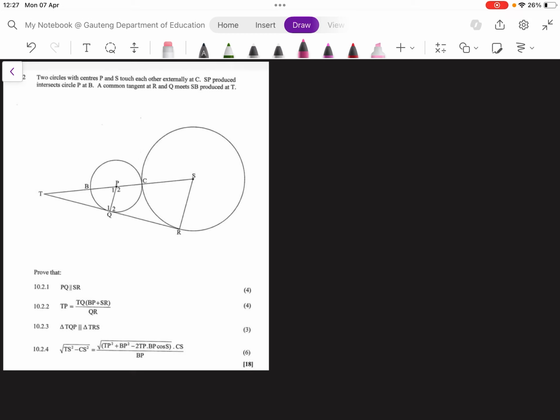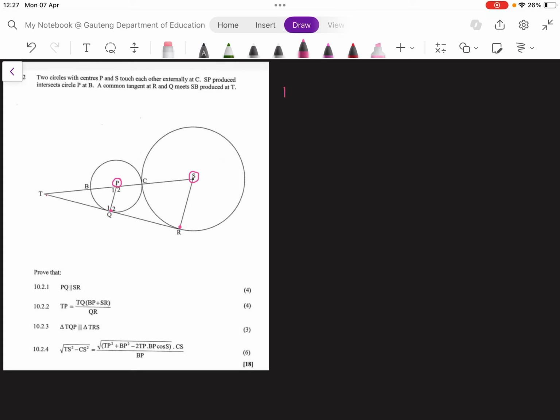So let's see what is given. In the statement we are told that S is the center of a bigger circle and P is the center of a smaller circle. We are told that this line here, TR, is a common tangent. It is a tangent at Q, and it is also a tangent at R.